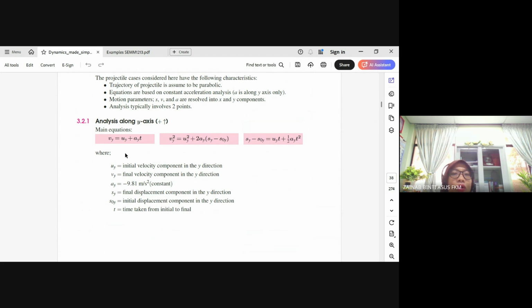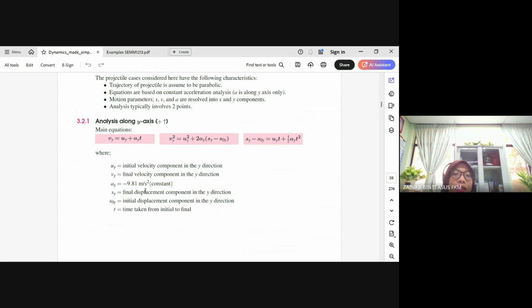Vy is the final velocity component in the y direction, Uy is the initial velocity component in the y direction, and Ay is gravity, downwards. We assume the analysis along the y-axis is positive upwards. If it is downwards, that means it is negative. That's why you have Ay equals -9.8 meters per second squared.